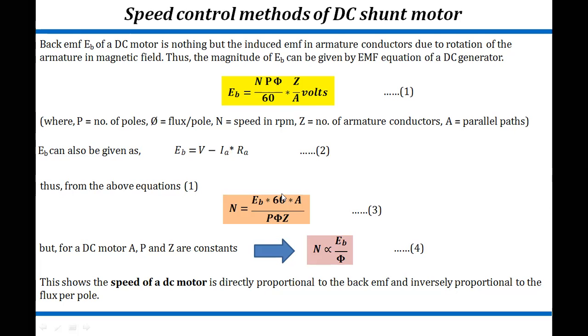Here 60 is a constant term, and A and Z are related to the construction of the machine. As the construction of the DC motor is constant, Z and A will remain constant. And if we take the number of poles in the DC shunt motor as constant, we get that speed is directly proportional to the back EMF and inversely proportional to φ. So the speed of a DC motor is directly proportional to the back EMF and inversely proportional to the magnetic flux per pole.